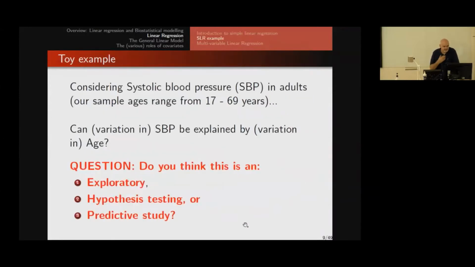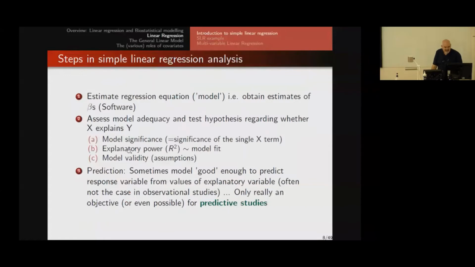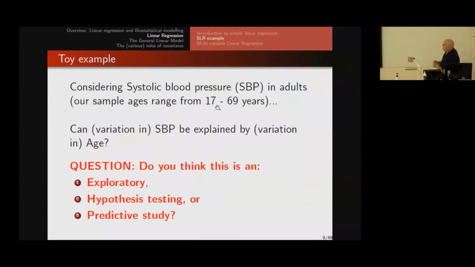Okay. So let's consider a toy example, and I will go through these three main steps. And again, I'm going to focus on these sub-steps of step 2 because that's, for us, the most important part. Remember, the computer does the first step itself. So let's consider a toy example. We're going to look at systolic blood pressure as an outcome variable in adults, okay?